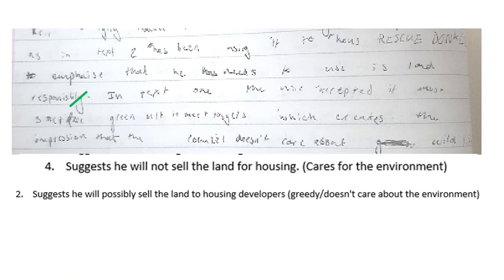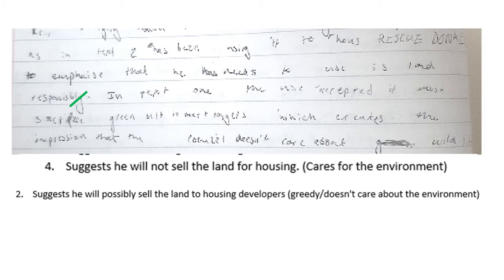So yes. The difference with the last one and this one is that this one has an inference. It suggests that he is using his land responsibly. Yes, he is, because he's rescuing donkeys, and that's amazing. And also, it's still greenbelt land. He's not building on it. So that's the point for number 4.